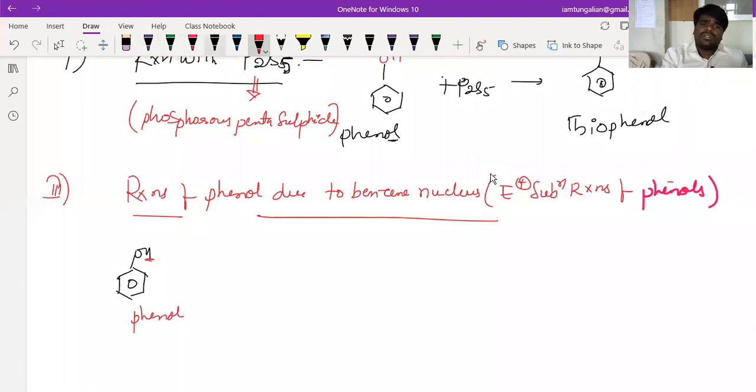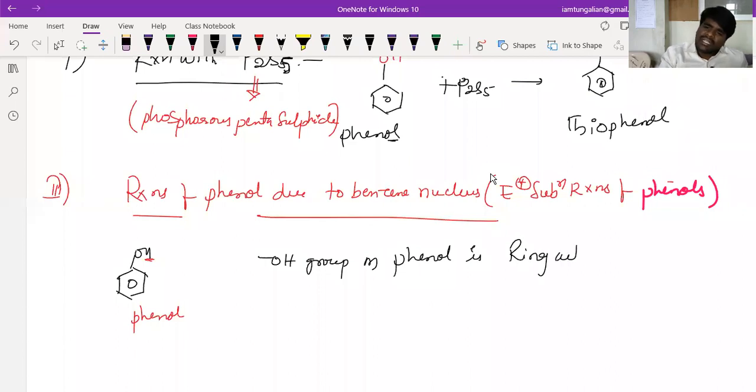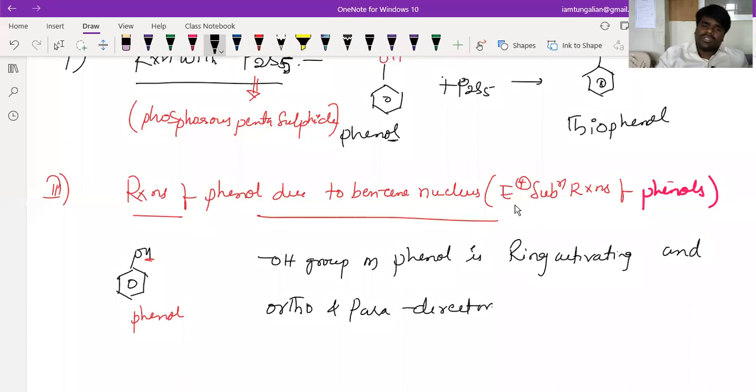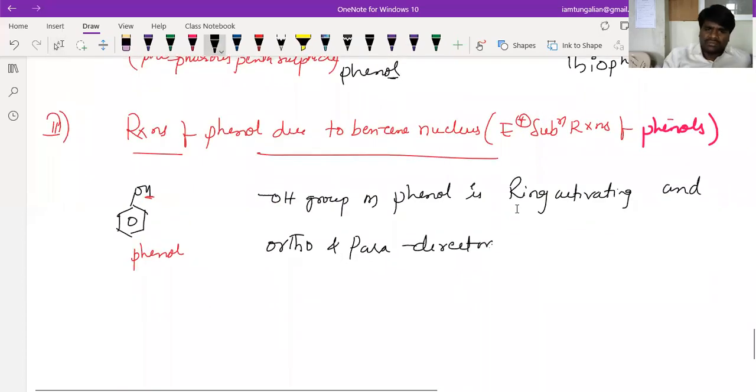So what we say here is that the OH group of phenol is a ring activating group and an ortho para director. First of all, let us try to understand what ring activating means. Due to the presence of lone pairs of electrons on the oxygen of the phenoxide group, electrons can be transferred.